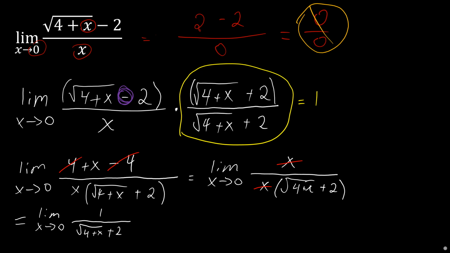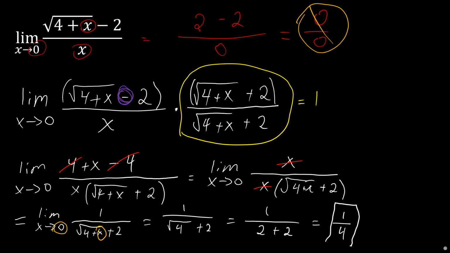plus 2. And now we can substitute. We have a 0, and we're going to put that in for x. And that's going to equal 1 over the square root of 4 plus 2, which equals 1 over 2 plus 2, which equals 1 over 4. So that's how you multiply by the conjugate to get an answer in limits.